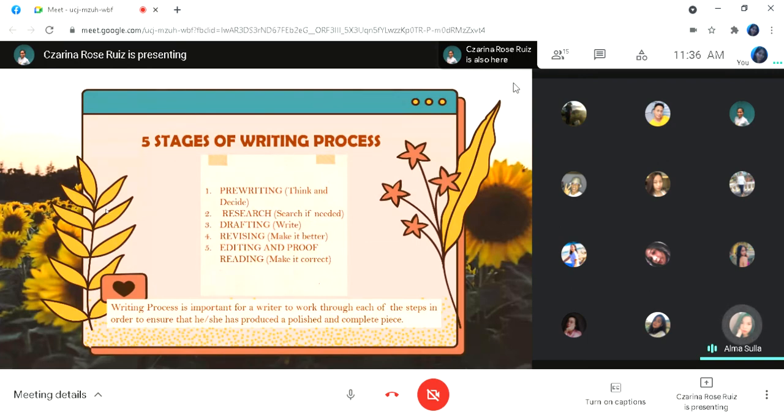So making sure all the sentences are clean, correct spelling, capitalization, and punctuations, words that are not used correctly, and lastly, make sure you are creating. Like writing process, it is important for a writer to work through each of the steps in order to ensure that he or she has produced a polished and complete piece.